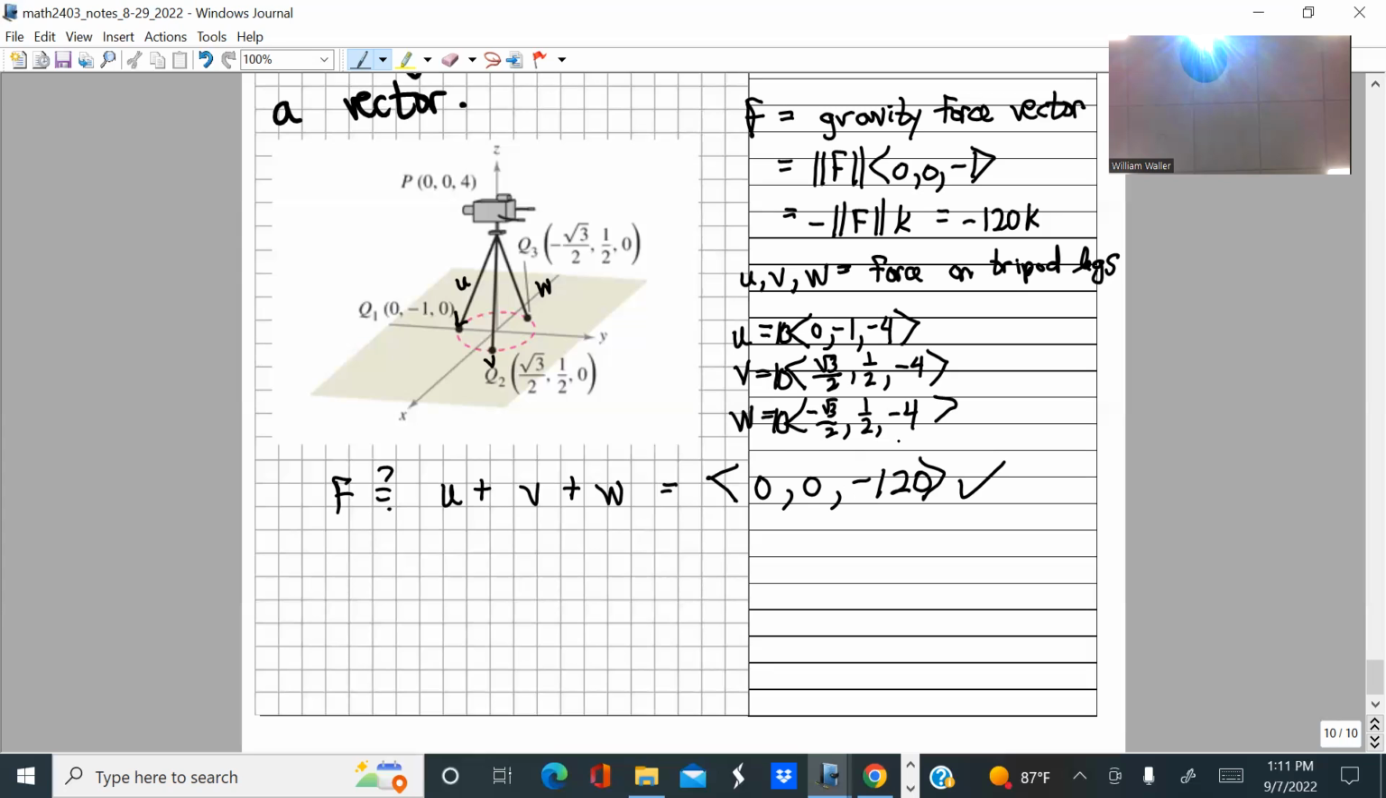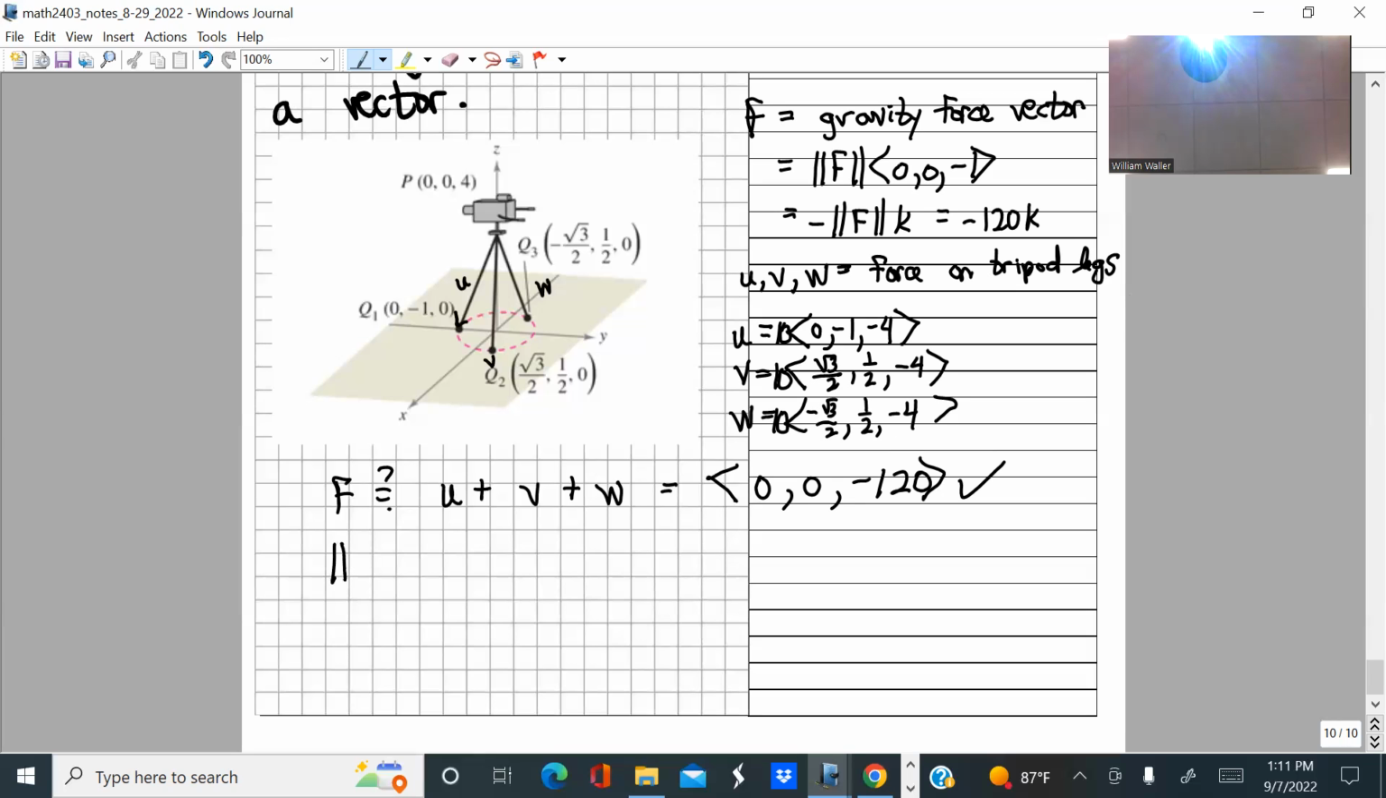Now, if that's the case, how much weight is really on each of the tripod legs? So how do we compute the force on the tripod legs? Find the magnitude. That's right. So find the magnitude of each of these force vectors. What is that going to turn out to be?